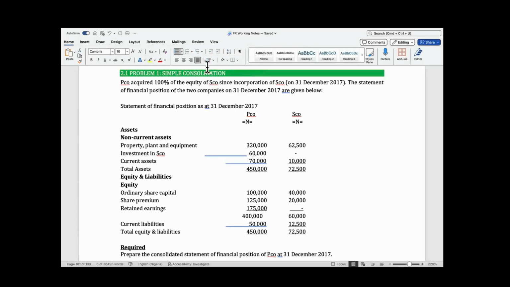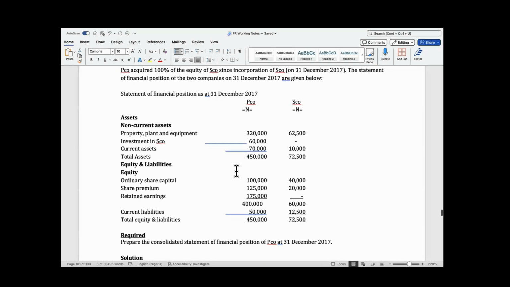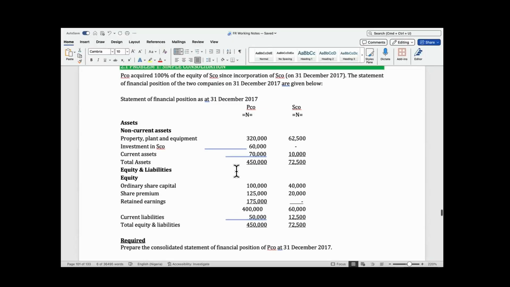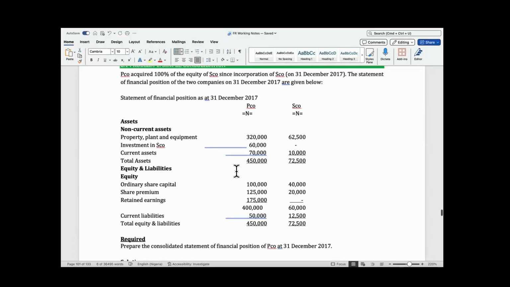PCO acquired 100% of the equity of SCO since incorporation of SCO on 31st December 2017. The statements of financial position of the two companies on 31st December 2017 are given below. All figures are shown to be correct. Required: prepare the consolidated statement of financial position of PCO at 31st December 2017.